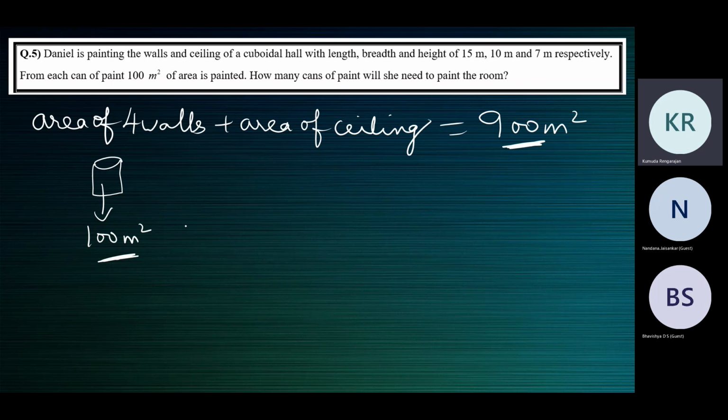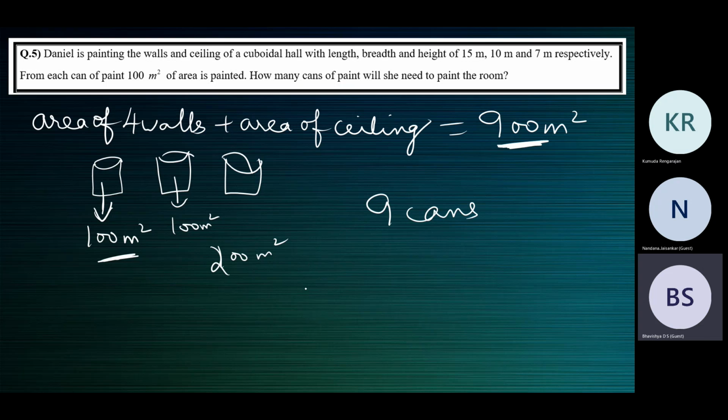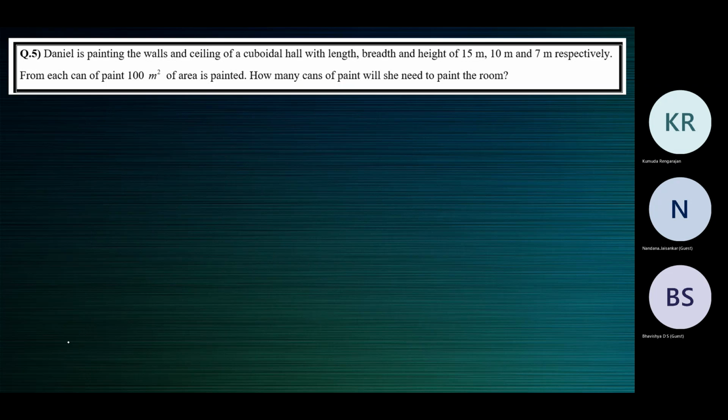9. Yeah. If Daniel buys 1 can, he can paint 100 meters square. If he buys another can, he can paint another 100 meters square. That is 200 meters square. If he buys another can, he can paint another 100 meters square. So 300 meters square. So he has to buy 9 cans of paint to paint 900 meter square area. Yes or no, children?